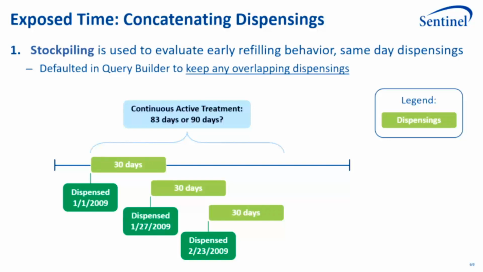And so the question is, do we conclude that this person has 83 days of treatment or 90 days of treatment? So essentially, do we think they're saving up their medications and using them as directed, they're just going to the pharmacy and picking them up early?